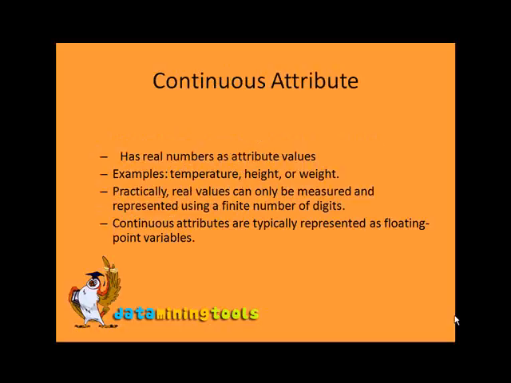A continuous attribute has real numbers as attribute values. For example, temperature, height or weight are continuous attributes. Practically, real values can only be measured and represented using a finite number of digits. Continuous attributes are typically represented as floating point variables.